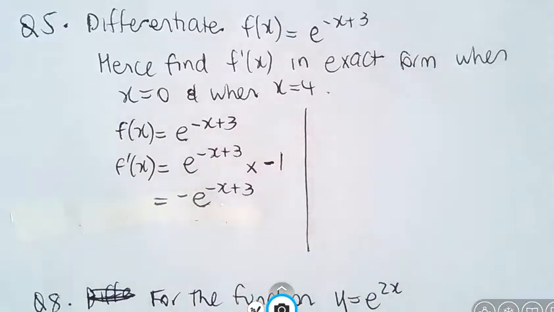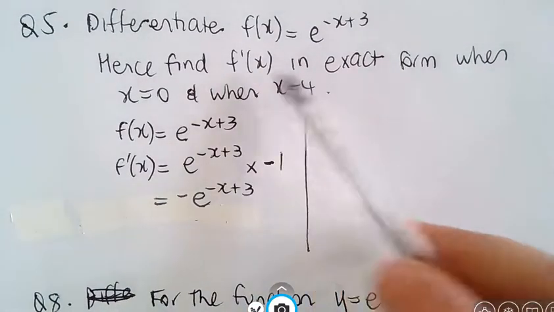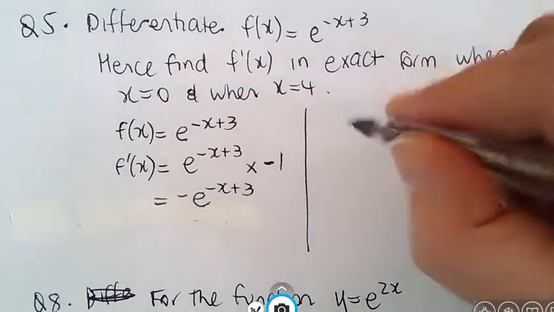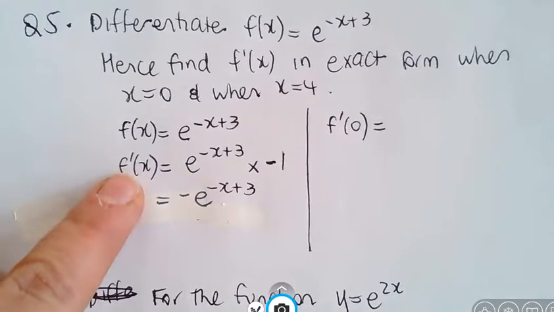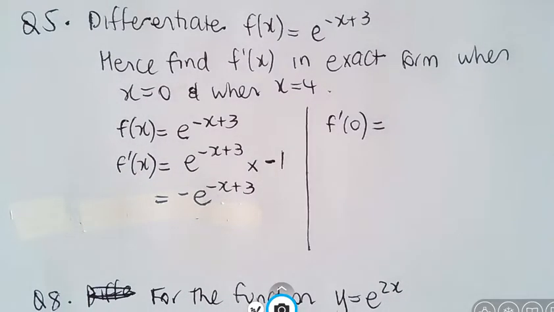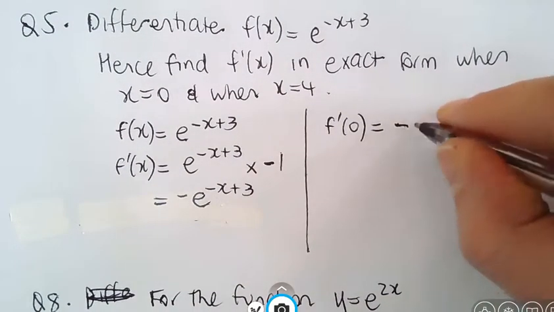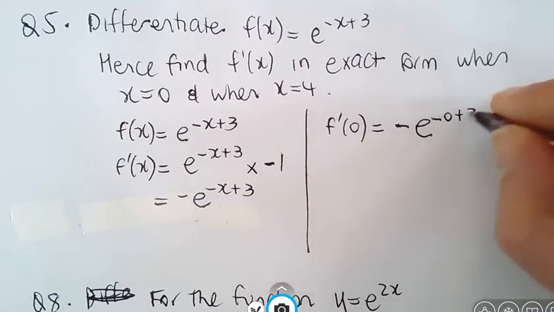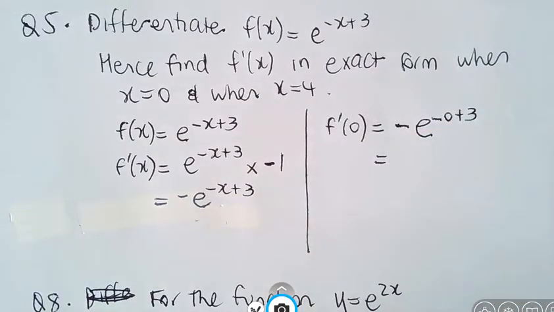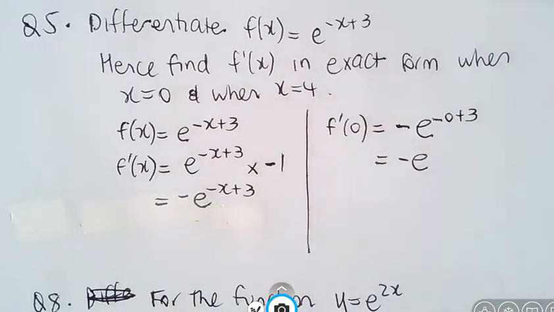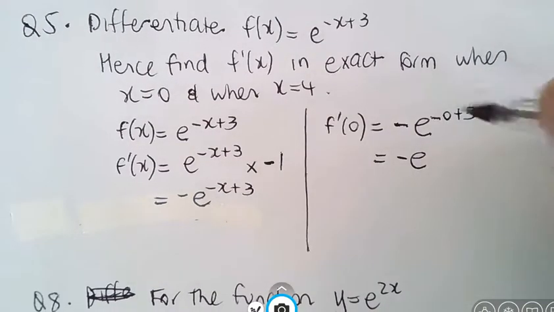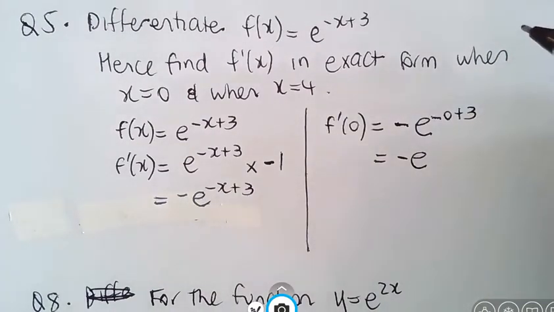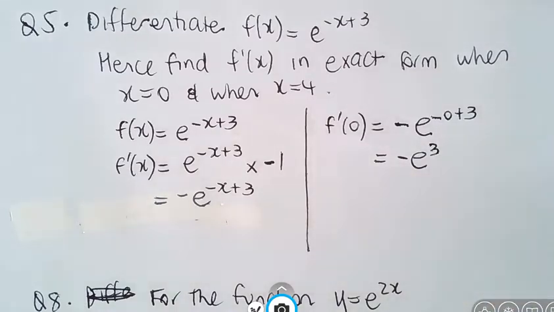The next part is asking us to find f dashed x in exact form when x is 0. So you just write f dashed 0. That's f dashed x when x is 0. You're just finding f dashed 0, which is negative e to the negative 0 plus 3. Don't worry about the negative 0. Is it negative e to the 3 or negative e to the negative 3? What's negative 0? It's just 0. It's just a normal 3. Good. And what is that approximately equal to?